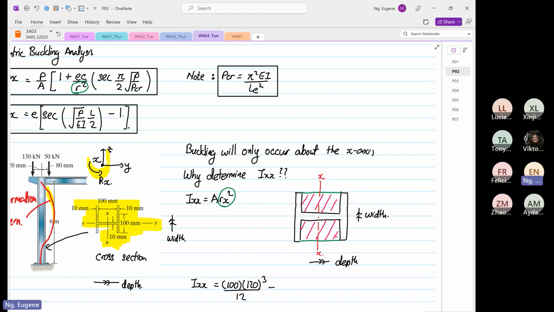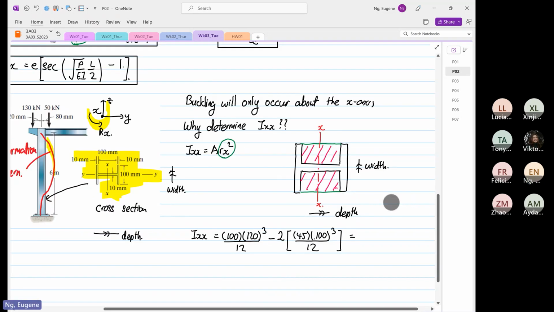The shaded region, there are 2, so you multiply by 2. And then the width is what? Let me see. The width is 45. The depth is 100, to the power 3, and then we divide by 12.